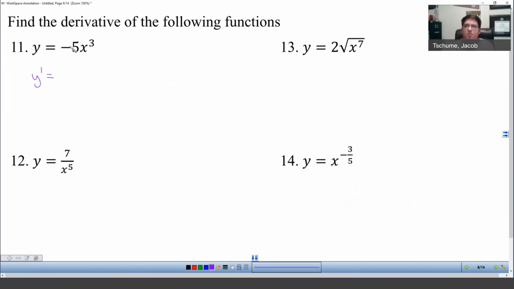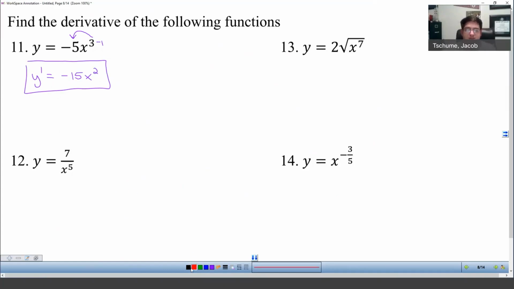So y prime will be, so negative 5 times x cubed. I'm going to take the power of 3 and bring it to the front. 3 times negative 5 is negative 15x, and then if you subtract 1 from the power, this gives you 2. So y prime is going to equal negative 15x squared.